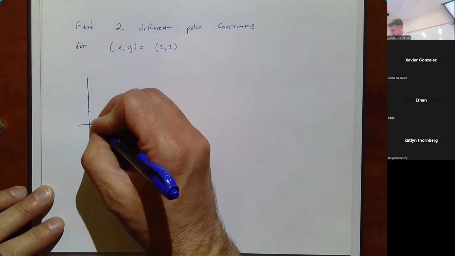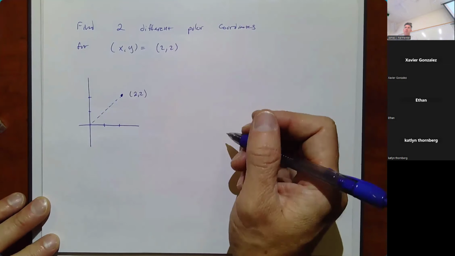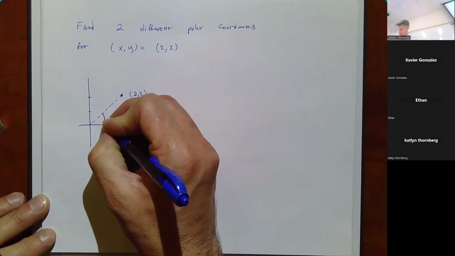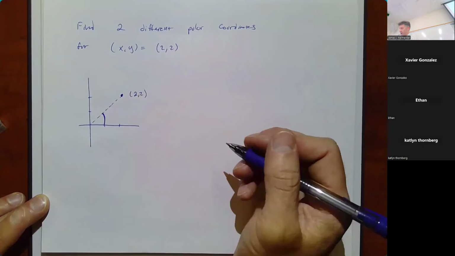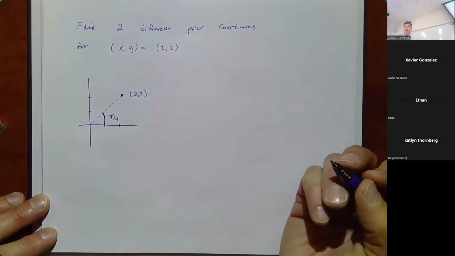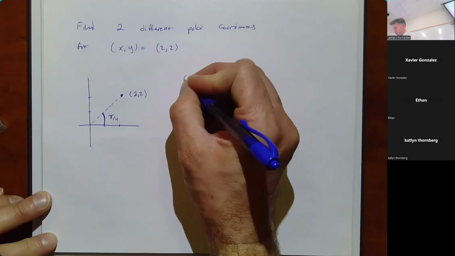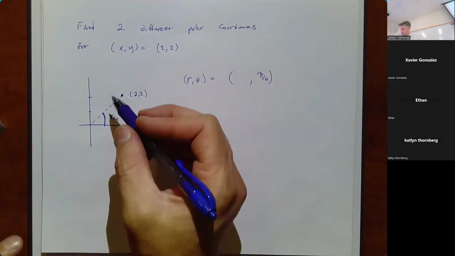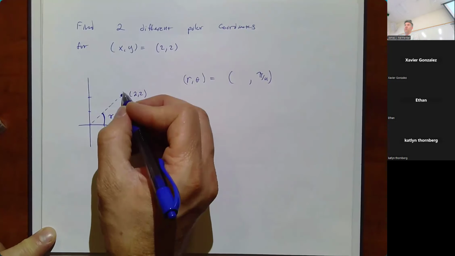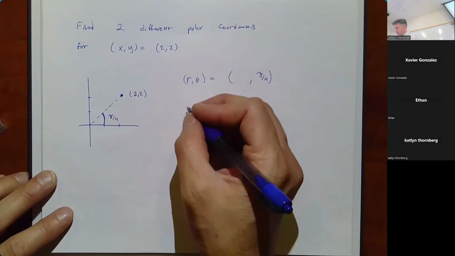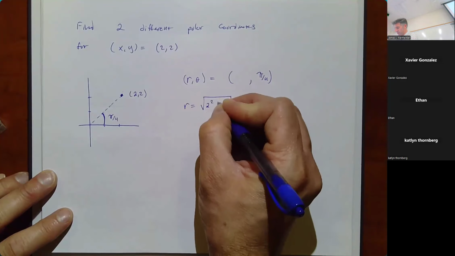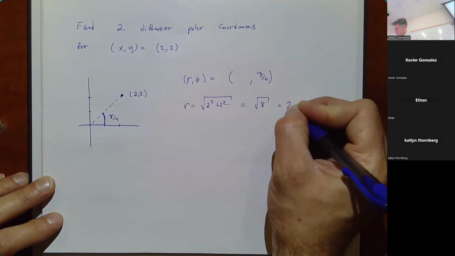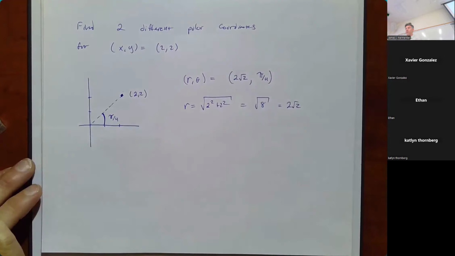So I think we can agree that for this point here, the angle along the line y equals x is pi over 4. So one way of describing this would be that my r comma theta is, well, I know the angle part is pi over 4. Now be careful. The r part is not 2. That's not a distance of 2. If we go over 2 and up 2, we actually have to find the length of that hypotenuse. So the r value is going to be exactly the square root of 2 squared plus 2 squared, which is the square root of 8. Or if you want to simplify that, you could write it as 2 root 2. That's one valid way of writing this.